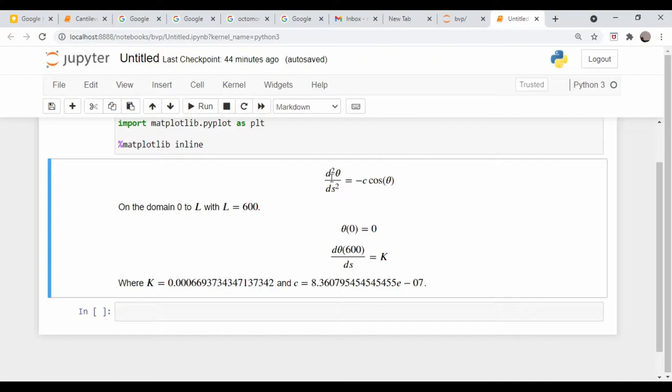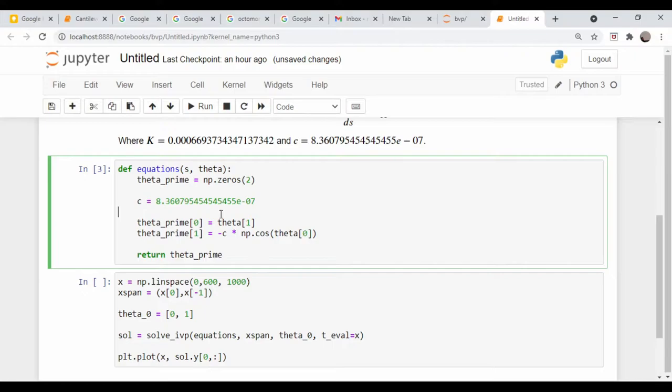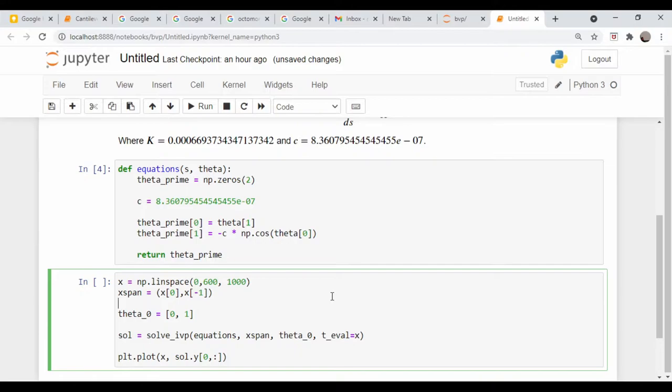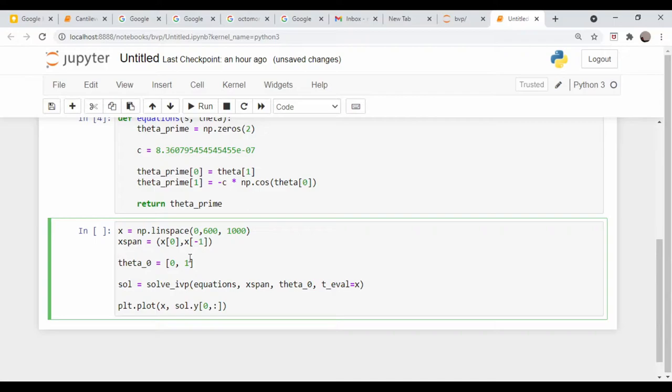Okay, so I've coded up the system of differential equations here. So let me run that. And so the problem comes down to finding the initial derivative. It's a second order differential equation, so we need an initial value for the function, which we have. Theta is equal to 0 at 0. But we don't know the first derivative, so I just put in the value 1 here. So let's run that. This is the function we get back.